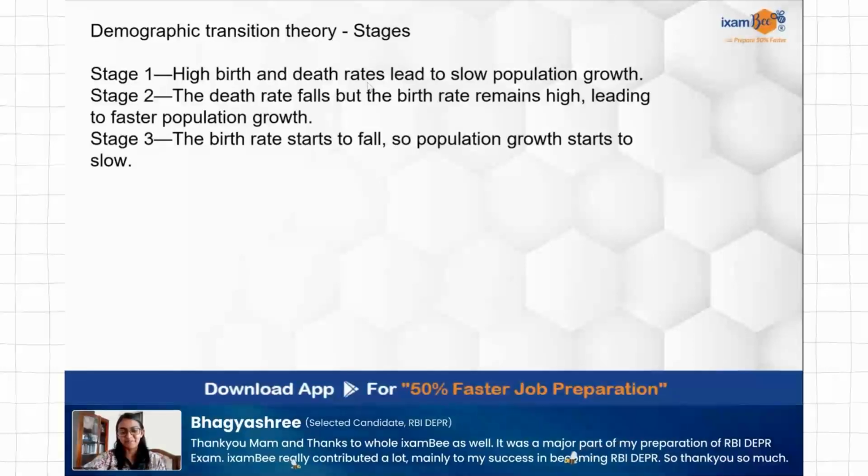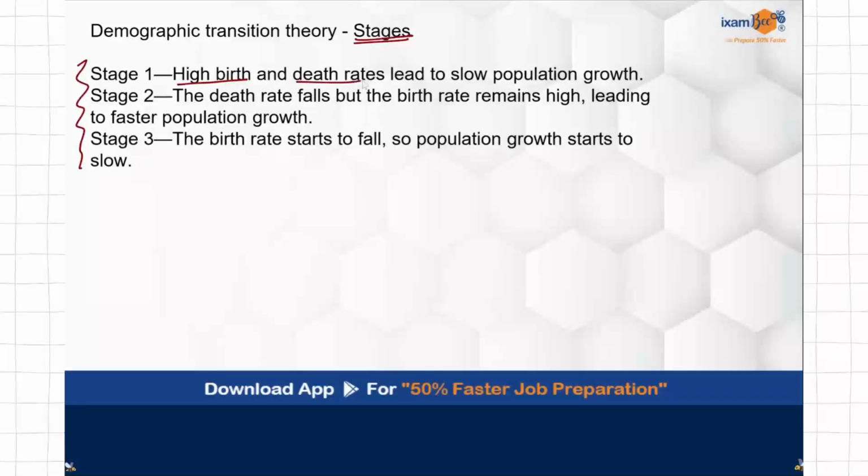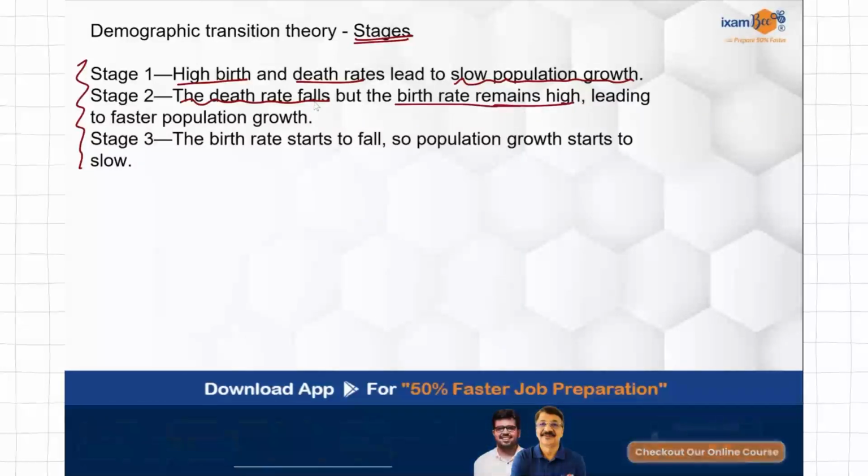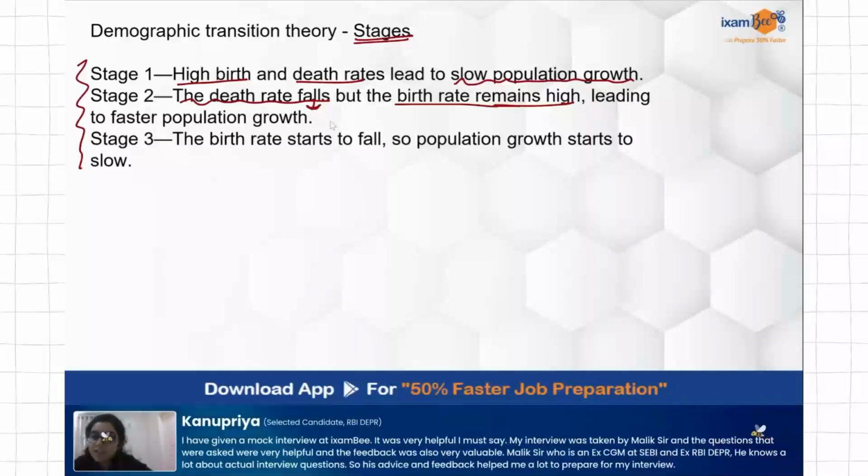Okay, the demographic transition theory. The question is about the stages. I've written all three stages here. Stage one is high birth and death rates, which lead to slow population growth. Stage two is the death rate falls, but the birth rate remains high. The death rate falls because of hospitalization and the improvement in the medical sector. So this leads to a faster population growth rate, right?